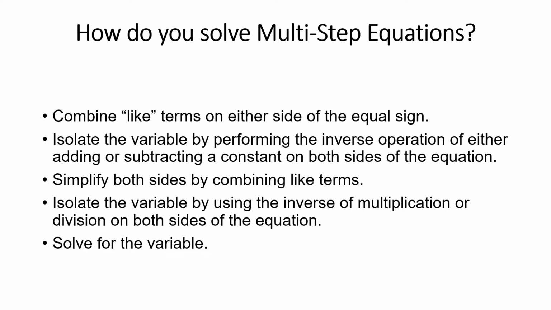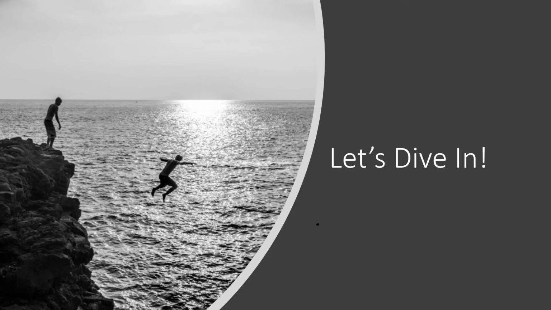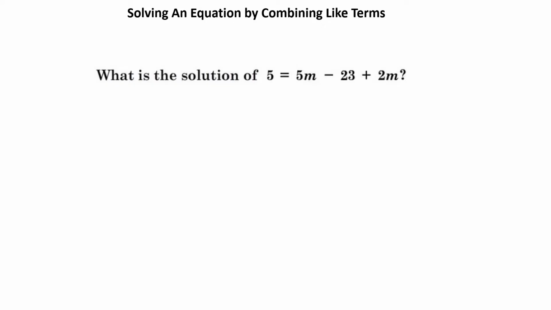So how do you solve a multi-step equation? Here's your checklist. You're going to want to combine like terms, isolate the variable, simplify, isolate the variable again, and then solve for the variable. Okay, you can read that on your own. All right, so let's get into this. Let's dive in. Solve an equation by combining like terms.